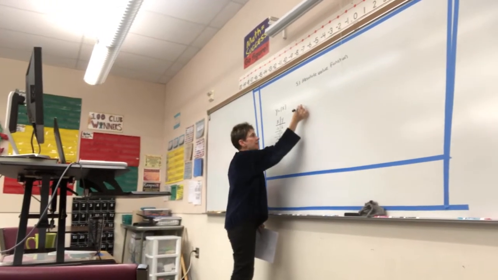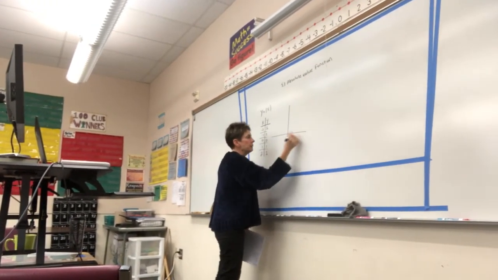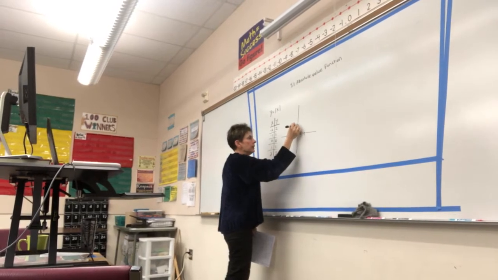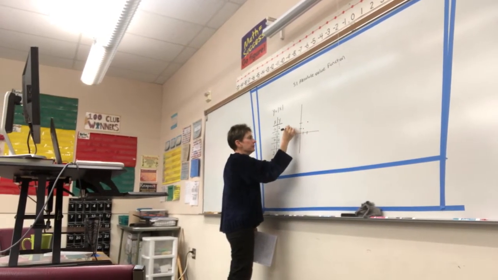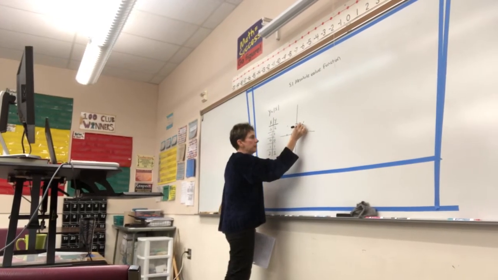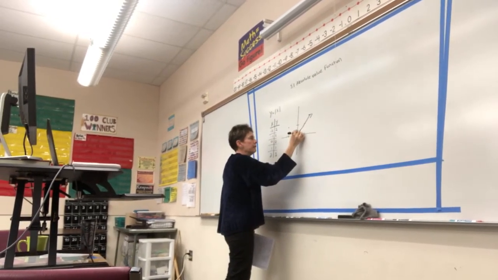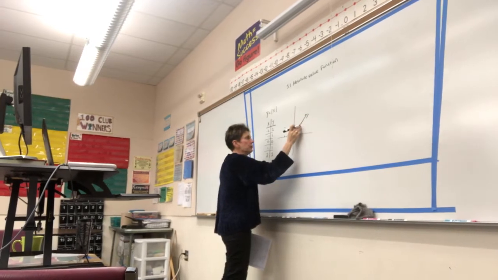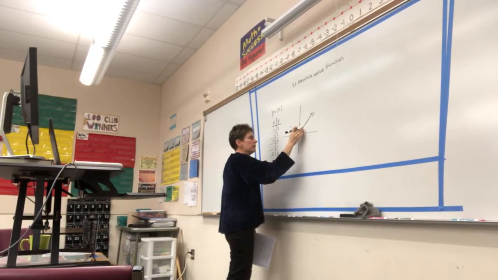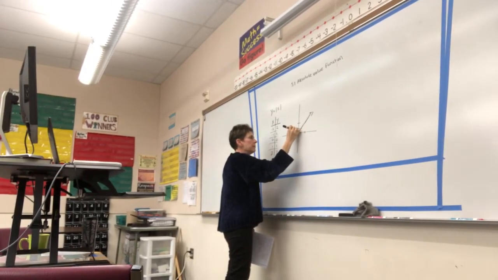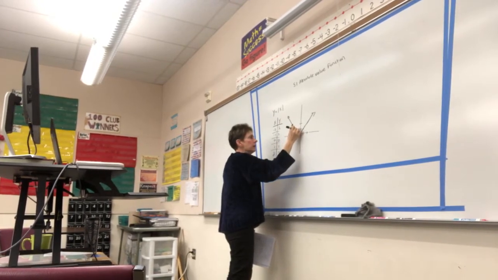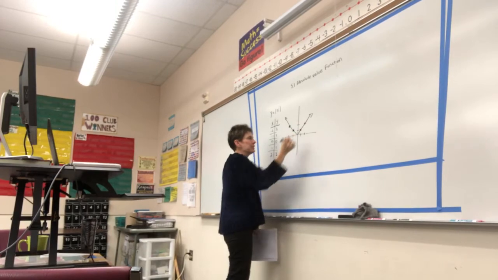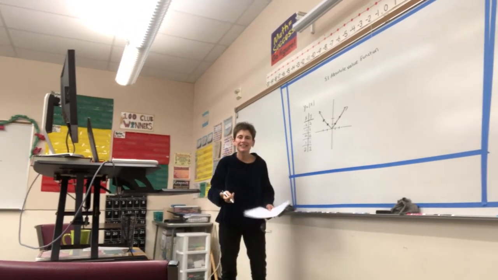When we graph the basic absolute value function, we get a V-shaped function. The parent function goes through the origin and it makes a V shape. I probably should have used a ruler there, but hopefully you get the idea.